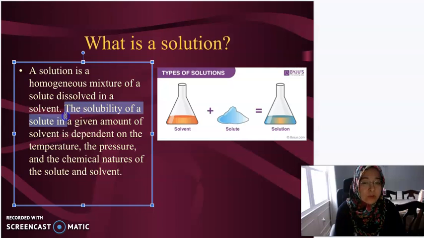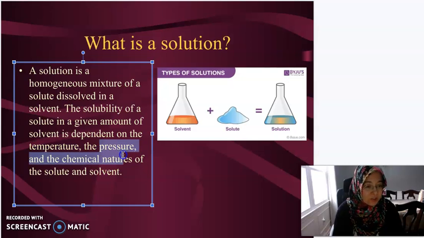The solubility of solute: you want to dissolve the sugar in water, and solubility means it is going to disappear in water. It depends on the amount of solvent. If you have a huge amount of sugar and less water, it is going to be hard to dissolve it. It depends on temperature. If you have hot coffee or hot tea, the sugar is going to dissolve easier compared to cold.